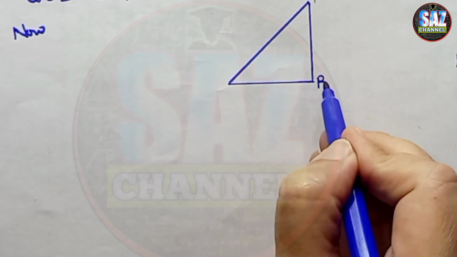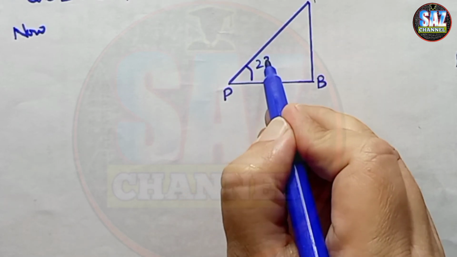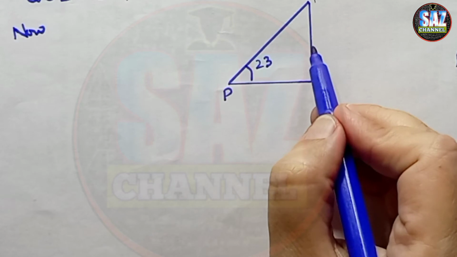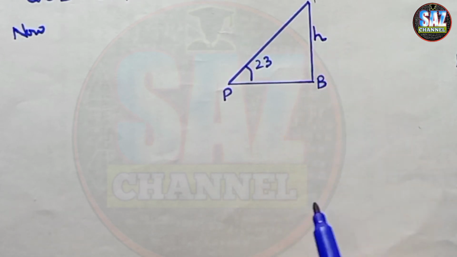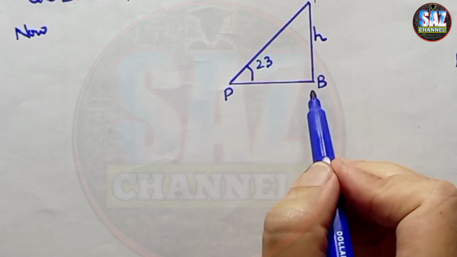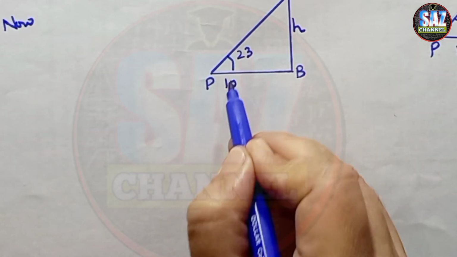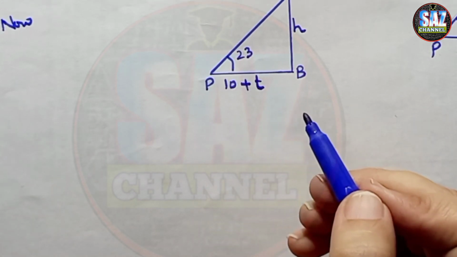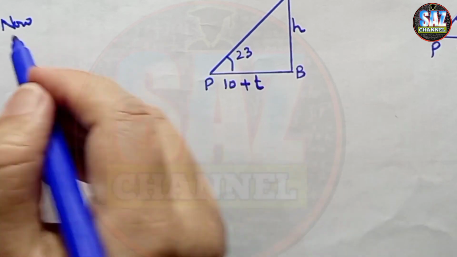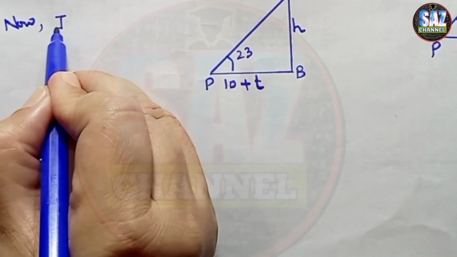TB and P. Now this angle is 23 degrees, and this is again the common side of both the triangles, and it is marked as H. And this side P to B, in the beginning I will be taking it as 10 plus T. Okay, now again what I have to do, I have to apply the basic trigonometric ratio in triangle TBP.